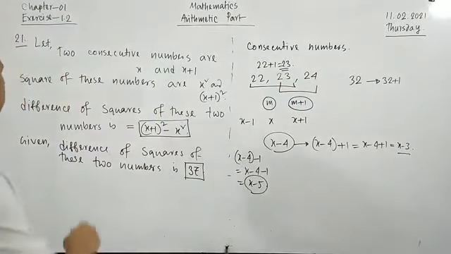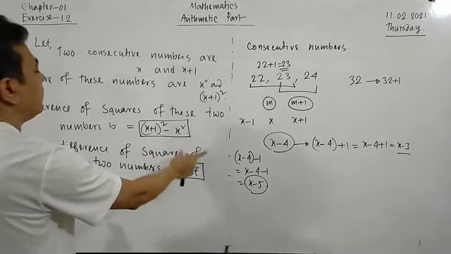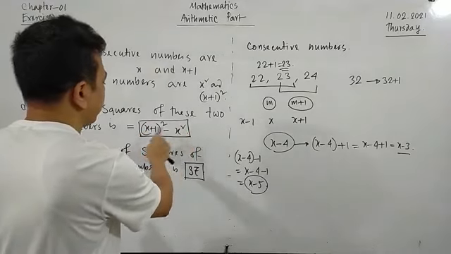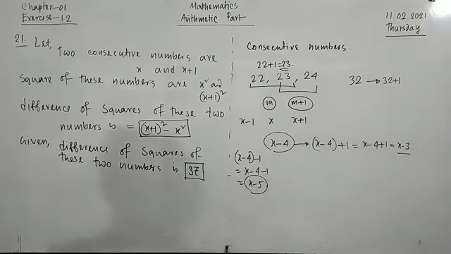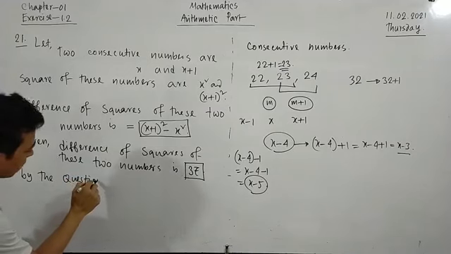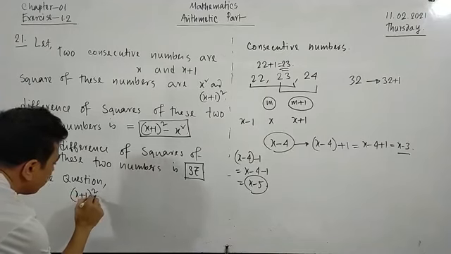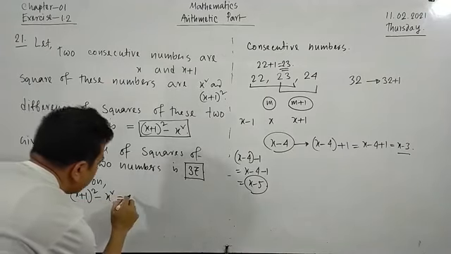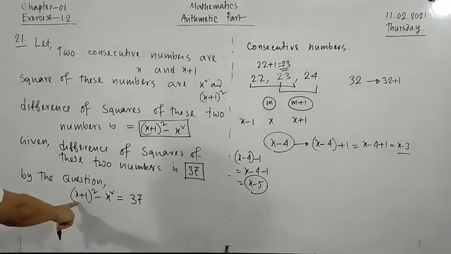So look at that here. Given in the question, the difference of squares of these two numbers is 37, and with respect to x we find x plus 1 whole square minus x square. So according to the question we can write x plus 1 whole square minus x square is equal to 37. Easily we can write.